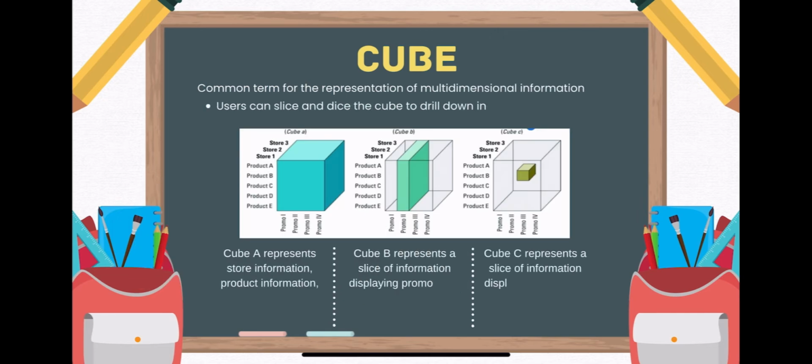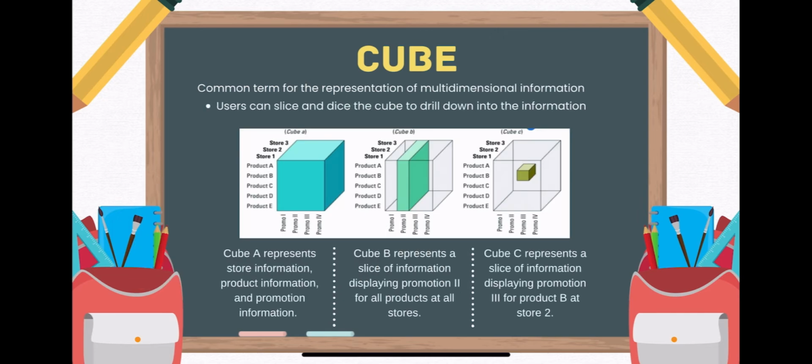Second is cube, the common term for the representation of multidimensional information. Users can slice and dice the cube to drill down into the information. For example, in the diagram, cube A represents store information, product information, and promotion information. Cube B represents a slice of information displaying promotion 2 for all products at all stores. Cube C represents a slice of information displaying promotion 3 for product B at store 2.